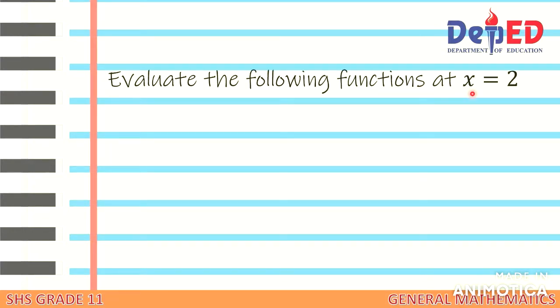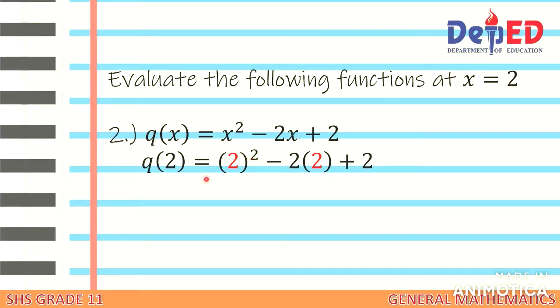Second example, the value of x now is 2, and the equation is q of x is equal to x squared minus 2x plus x. So let's rewrite this equation by replacing x. Instead of writing x again, we will write 2. So we have now q of 2 is equal to 2 squared minus 2 times 2 plus 2. To simplify, what is 2 squared? We have 4. And what is negative 2 times 2? It's negative 4. And then copy the constant. To simplify again, 4 minus 4 is equal to 0 plus 2, it is equal to 2.